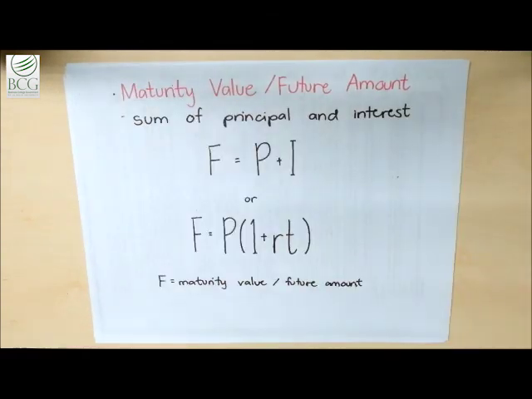If you were to add the principal and the interest, then you would get the maturity value or the future amount. This is the amount paid by the debtor to the creditor after a certain period of time. So the formula for this is F equals P plus I, or F equals P quantity 1 plus RT. The second formula was derived from our first formula earlier. Now let's use the second formula on our succeeding problems.